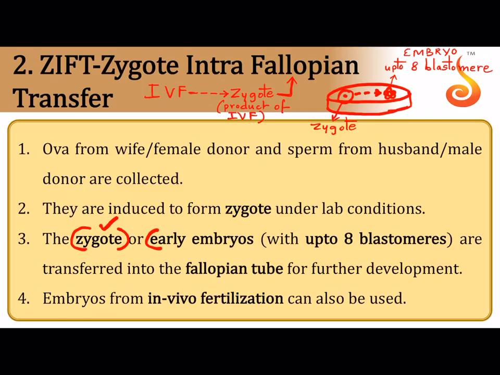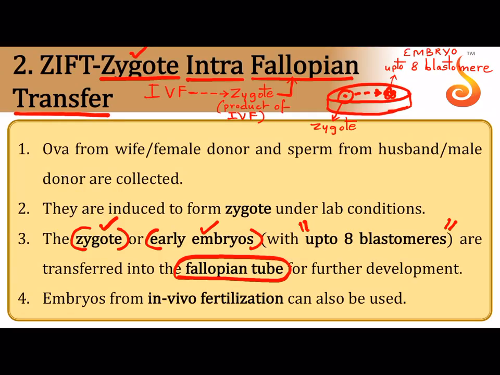And what do you do to both of these? It's either the zygote or the early embryo which has up to 8, very important point, up to 8 blastomeres, that are transferred into the fallopian tube of the to-be mother. She's not a mother yet, she will become a mother once the embryo is transplanted into her fallopian tube. So now you understood the meaning. It is called zygote because you either take the zygote or embryo up to 8 blastomeres. Intra, within, fallopian, that is fallopian tube, transfer. It is transferred into the fallopian tube.